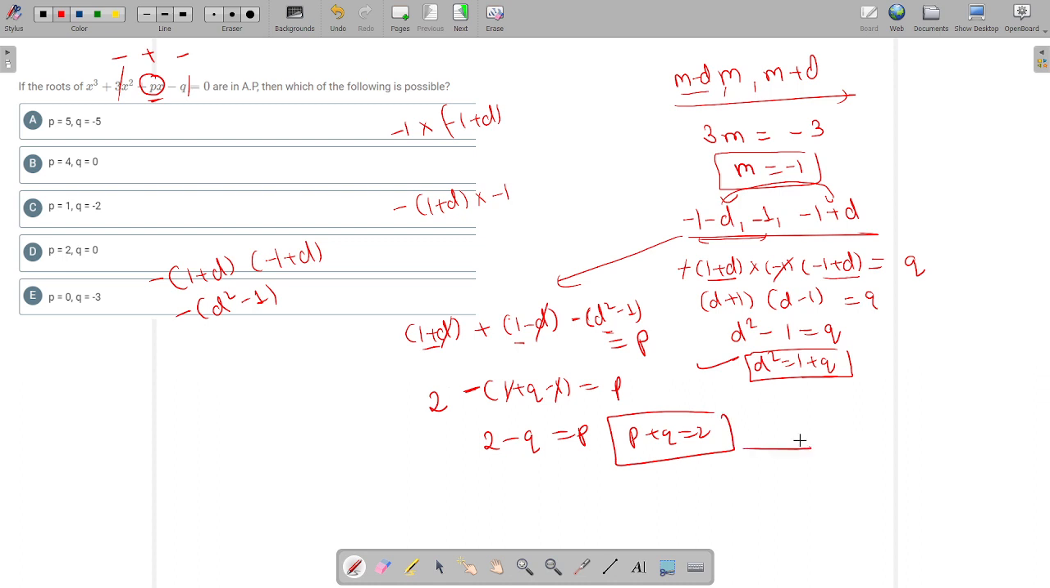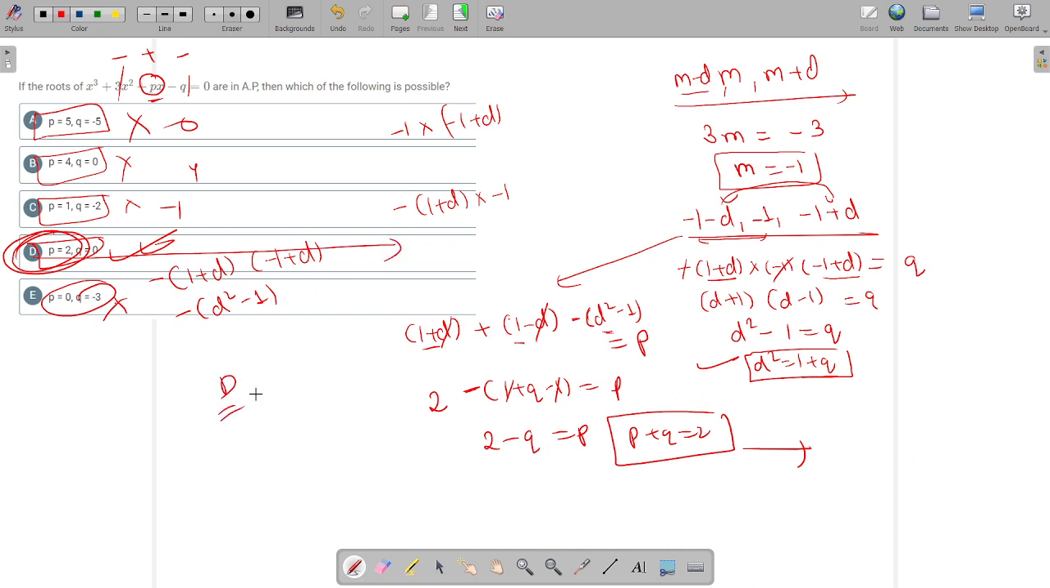Okay, now from here just simply check the options. P plus q 2, is it 2? No. Is it 2? No. Is it 2? No, because here p plus q is 0, here it is 4, here it is minus 1, here p plus q is 2. Absolutely correct, so d is the answer to this question. Here you can see it is minus 6, this is also gone, so d is the answer to this question. So a good one, absolutely that relevant question.